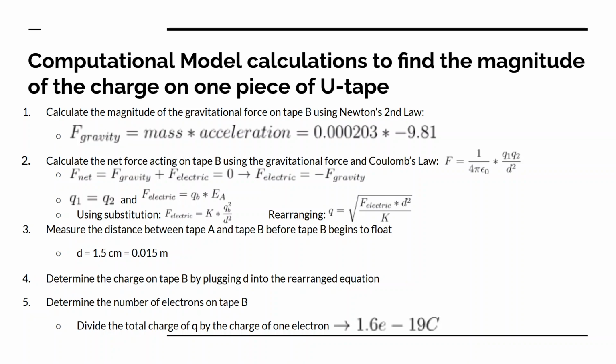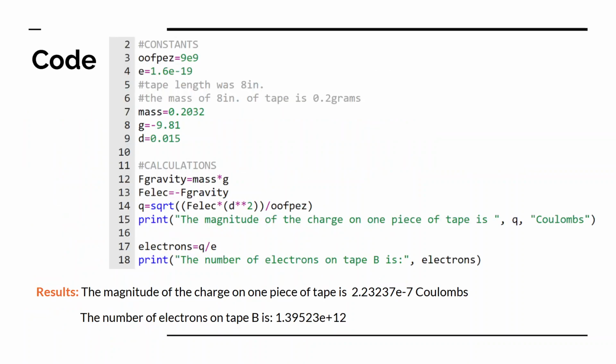Measuring the distance between tape A and tape B before tape B begins to float. This distance was 1.5 centimeters. Then we determine the charge on tape B by plugging D into the rearranged equation. Then we determine the number of electrons on tape B by dividing the total charge Q by the charge of one electron, which is 1.6 e to the negative 19 coulombs.